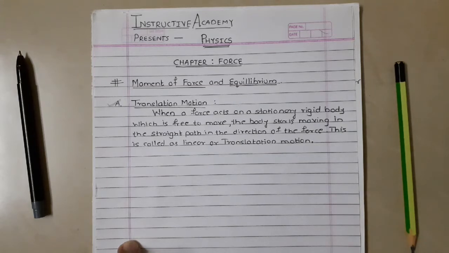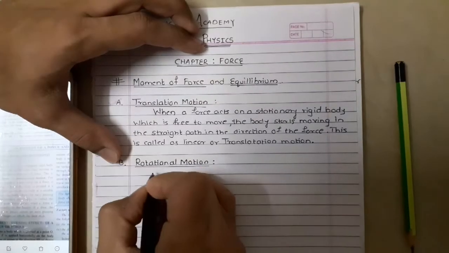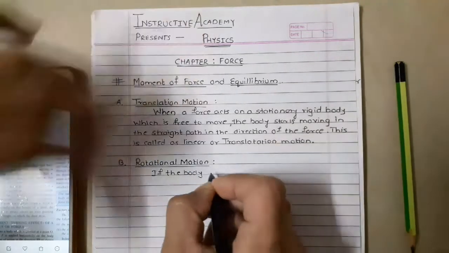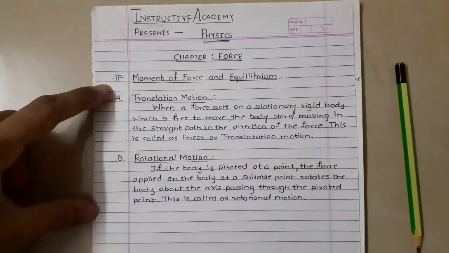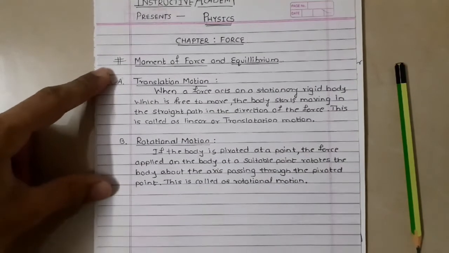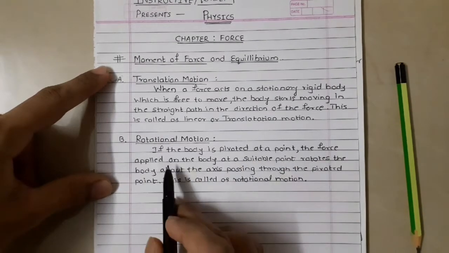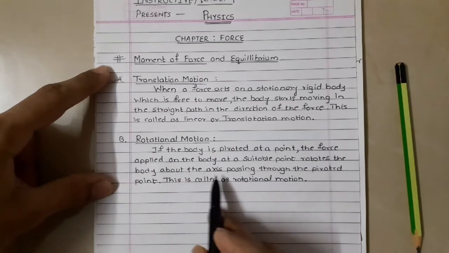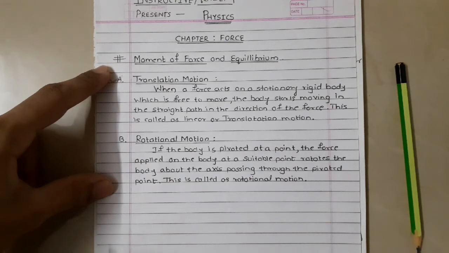Let's move further with the next point, the rotational motion. So the definition of rotational motion goes like this. What does the definition say? It says, if the body is pivoted at a point, the force applied on the body at a suitable point rotates the body about the axis passing through the pivoted point. This is called rotational motion.